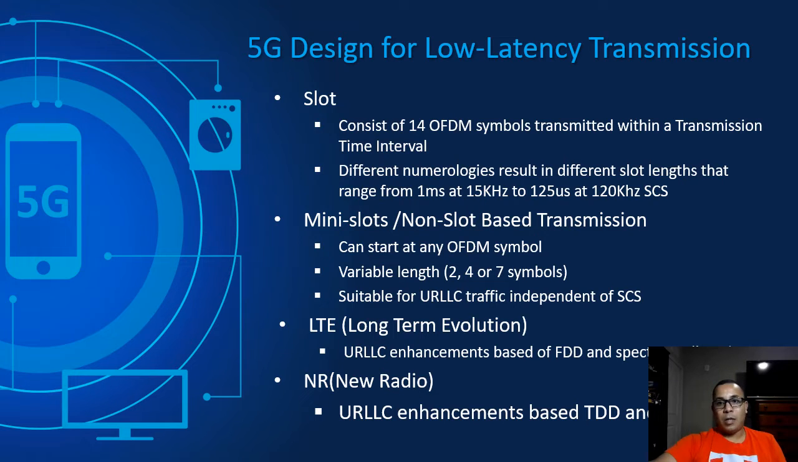Slots are components of the subcarrier system, and here the slot consists of 14 OFDM symbols that are transmitted within a transmission time interval. Different numerologies result in different slot lengths. They range from 1 millisecond at 15 kilohertz, which is what we use for LTE, to 125 microseconds at 120 kilohertz, and this is using the new radio technology.